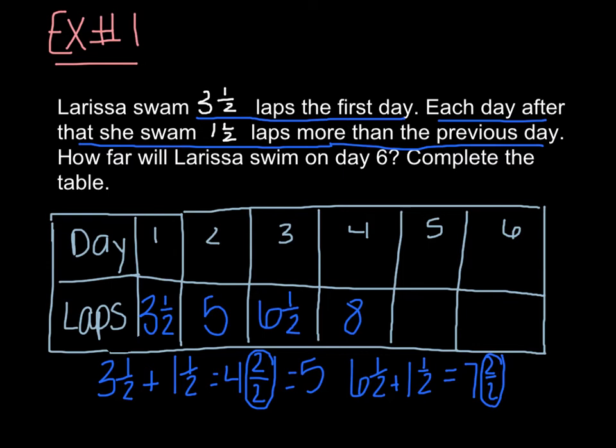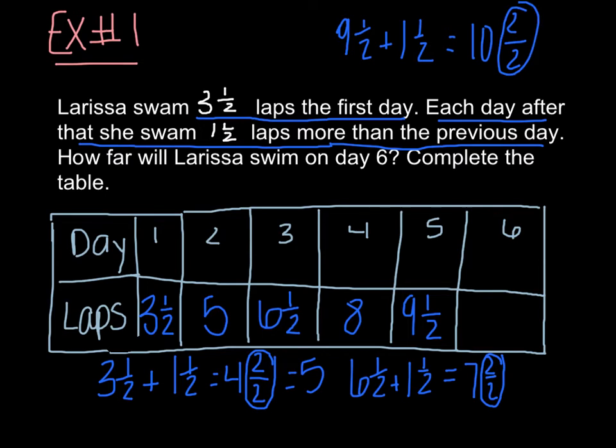Day 5, I add another 1 to my whole number, so that becomes 9, and then I add my half. Then lastly, I have 9.5 plus 1.5. Add my whole numbers, which is 10. Add my numerators, which is 2, and the denominator stays the same. And this becomes 1 whole, so I get 11. So, how far will she swim on day 6? She will swim 11 laps.